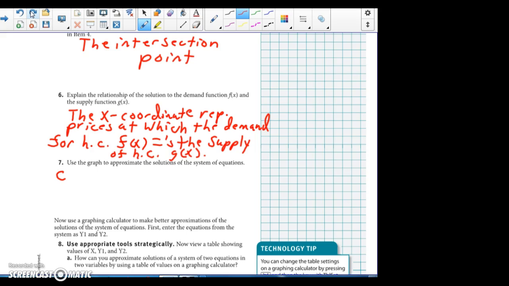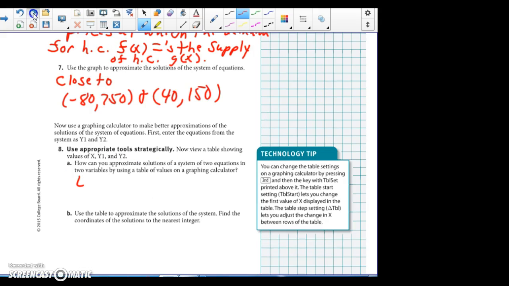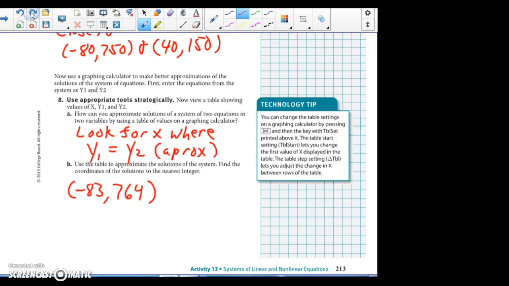2. So there are 2 answers you're going to give me. The book says that by using my eyeballs, it's close to negative 8750 and 4150 is what they claim. Just write those down. Don't be freaked out. You're going to look at the table and find where an x has 2 y's that are almost the same, and then take a look. Look what they said: negative 83, 764 in the book. Good job. That's not the exact answer, but we're getting there.